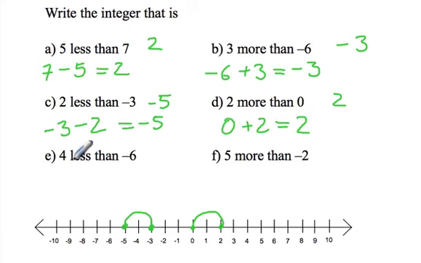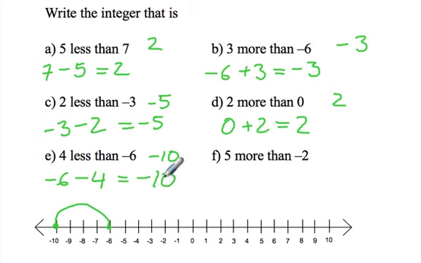Question E, we want an integer that's 4 less than negative 6. So negative 6 and 4 less means we are at negative 10 now. So the answer is negative 10. The other way to write it down is minus 6, and we want 4 less than that, equals minus 10.